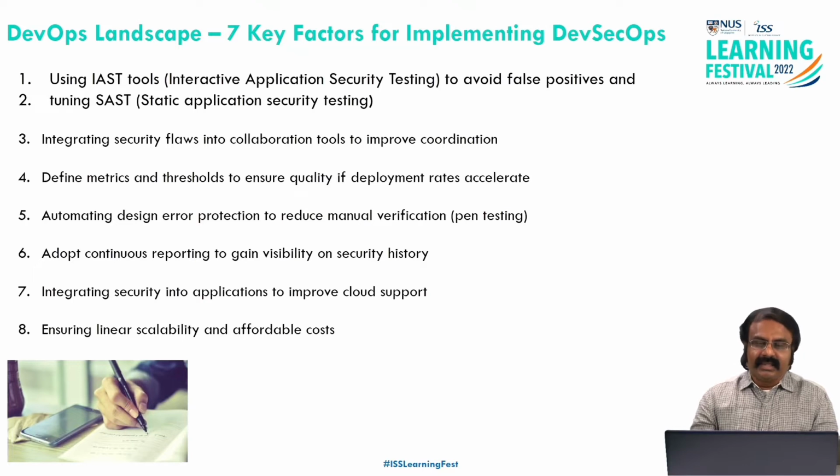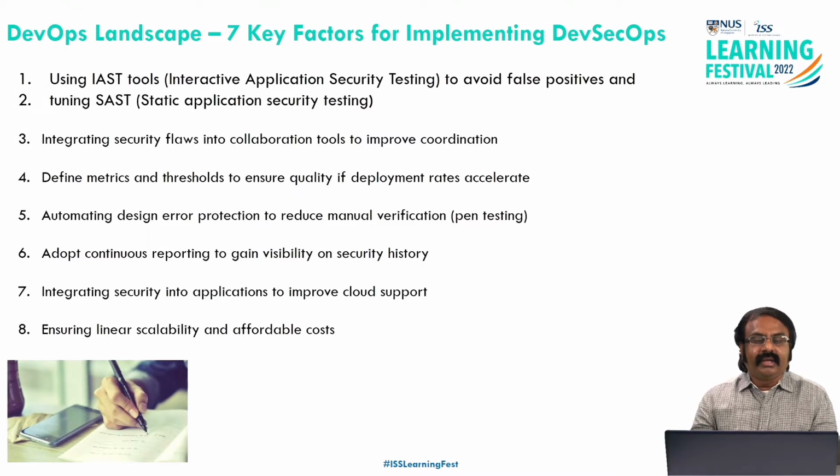So the DevSecOps landscape: the 7 key factors for implementing DevSecOps. We will use interactive application security testing to avoid false positives and tune the static application security testing. So IAST, SAST and DAST, all these are common practices in DevSecOps.